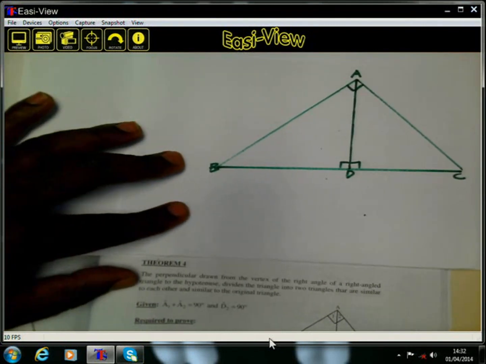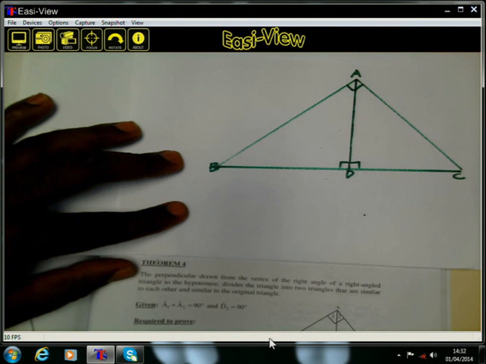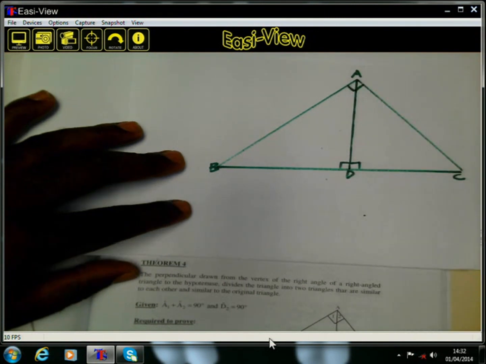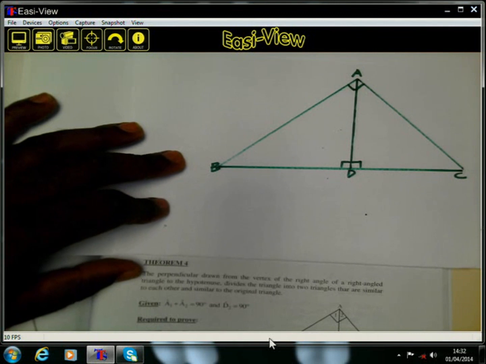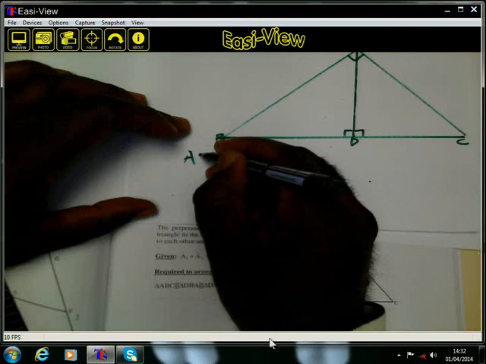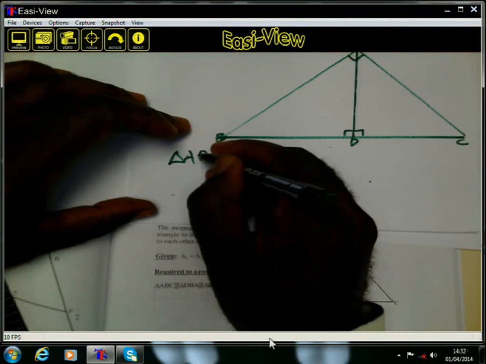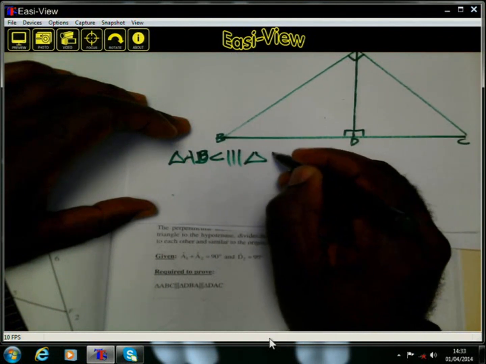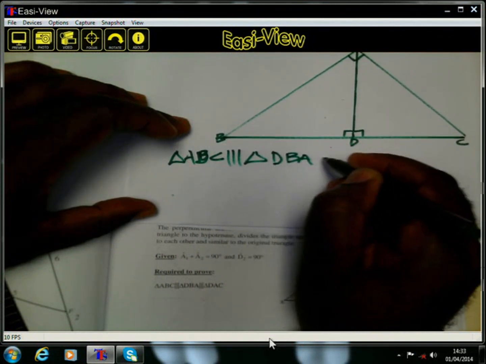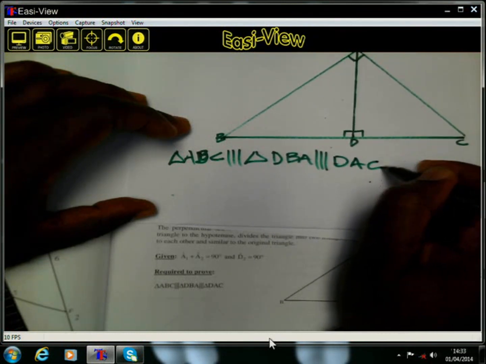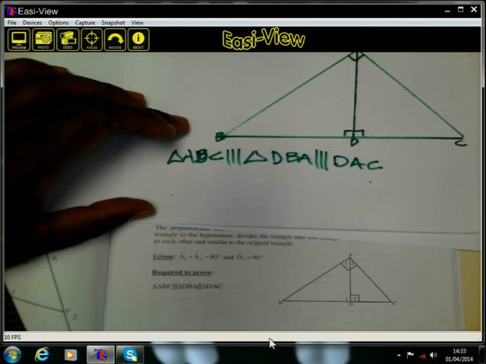Right. The information given to us. We are already given the magnitude of these angles. Fine. What is it that we are requested to prove? We are requested to prove that triangle ABC is similar to triangle DBA, and that is also similar to triangle DAC. That is what is requested of us.